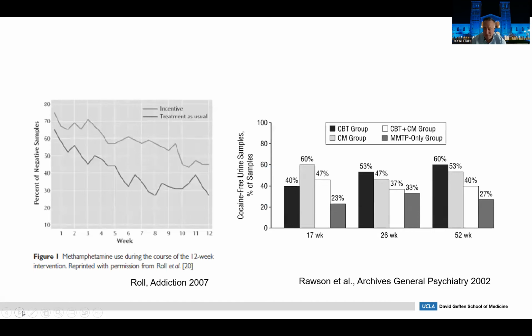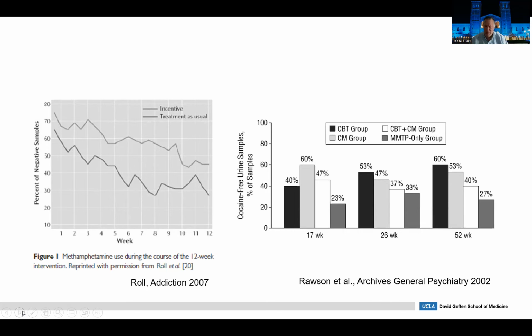So there have been a lot of studies of contingency management at UCLA among Dr. Shoptaw and his colleagues. This is one of the earliest studies on the left showing patterns of methamphetamine use during the course of a 12-week intervention, where people assigned to contingency management had a much higher frequency of having a negative urine drug sample during the intervention.